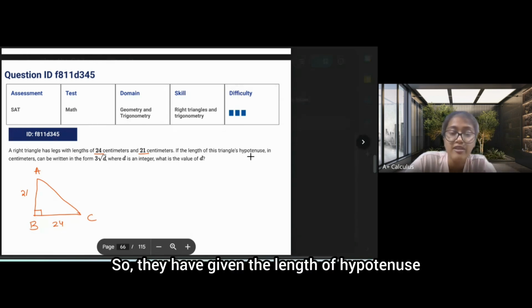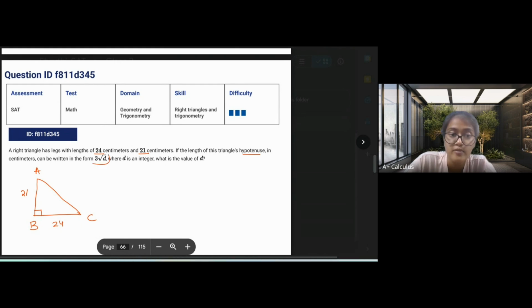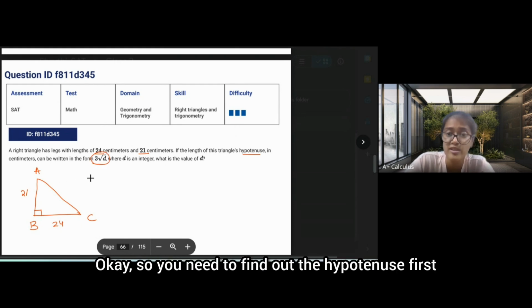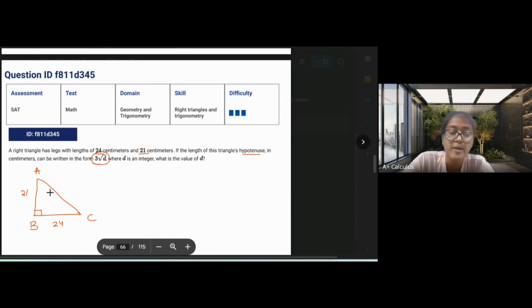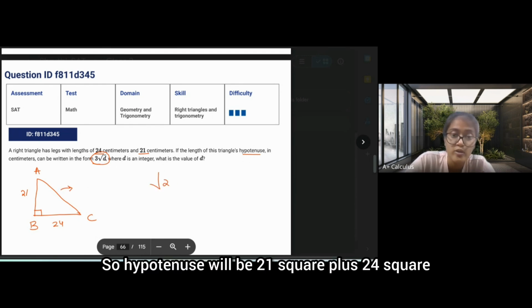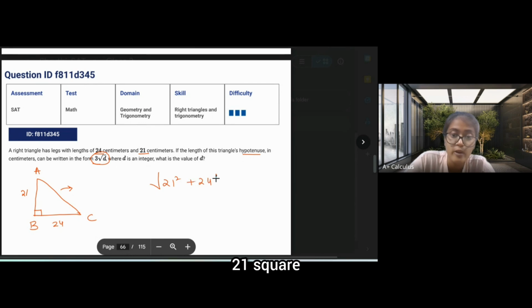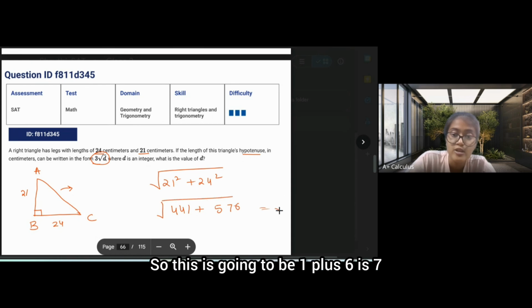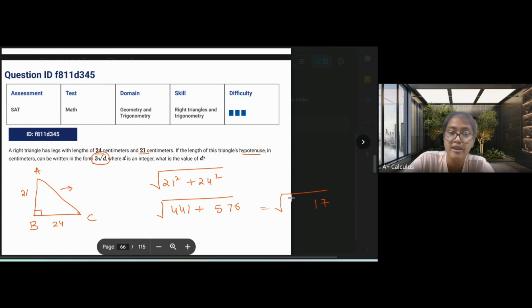So they have given the length of the hypotenuse in terms of an expression. You need to find the hypotenuse first and set it equal to 3 root D. You can easily find the hypotenuse by using the Pythagorean theorem. So the hypotenuse will be the square root of 21 squared plus 24 squared. 21 squared is 441, 24 squared is 576. Adding them gives 1017, so the square root of 1017.